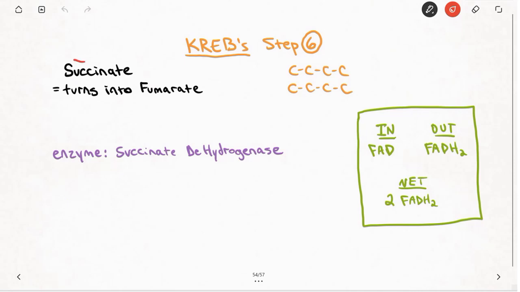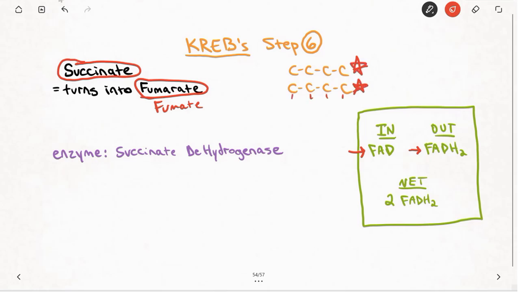Now, step 6 is that we take that succinate and turn it into fumarate, or fumate, as it's sometimes called. These are both 4-carbon chains, if you notice. The FAD takes 2 hydrogen ions away, which turns the FAD into FADH2. So it's still going to look the same. This drawing is still a 4-carbon chain, but the number of hydrogens coming off the carbons has changed. The enzyme used for this is succinate dehydrogenase.